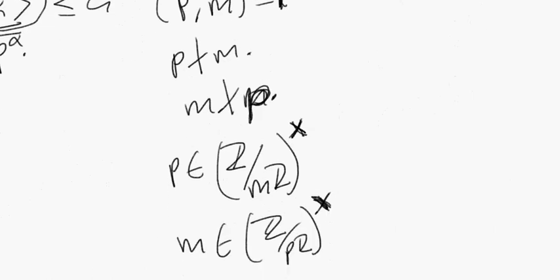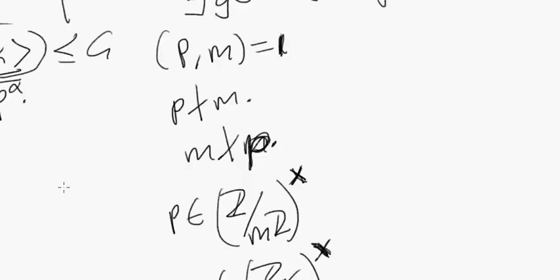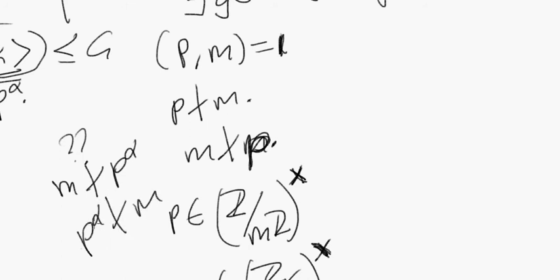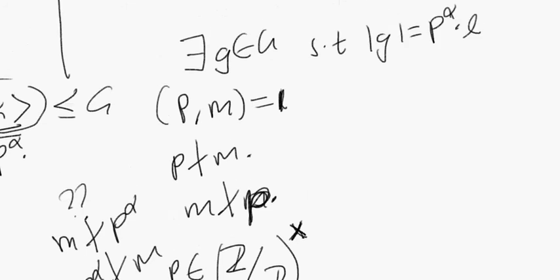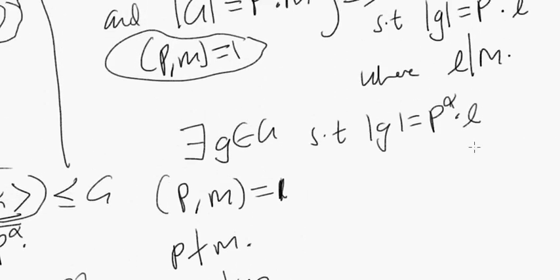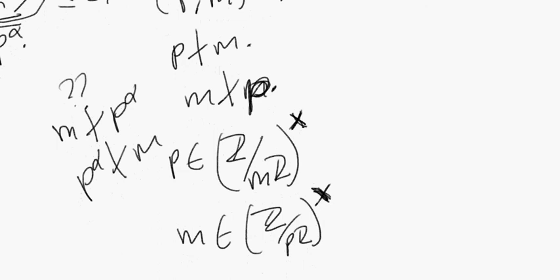Can we also say that if m does not divide p, can m possibly divide p to the alpha? Is that possible? How about this? Can p to the alpha possibly divide m, if p does not divide m? So we're saying that m does not divide p to the alpha and p to the alpha does not divide m. What else does it mean for p and m to be relatively prime? Can you think of something else?